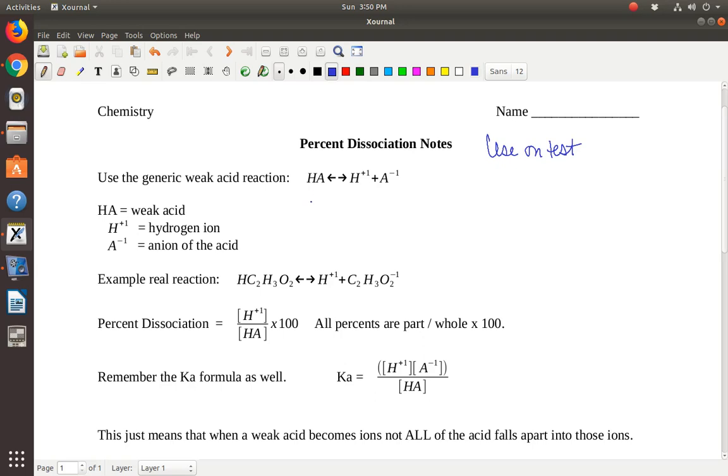So here is the generic formula reaction for an acid. This is the acid, and it makes its hydrogen ion or hydronium ion, because it is in water, and the anion of the acid. Just like here, there's the acid, the acetic acid, there's its hydrogen ion, and there's the negative ion, the anion. So we have HA represents any weak acid, H+ is this hydrogen ion, and A-1 is any anion that we're dealing with.